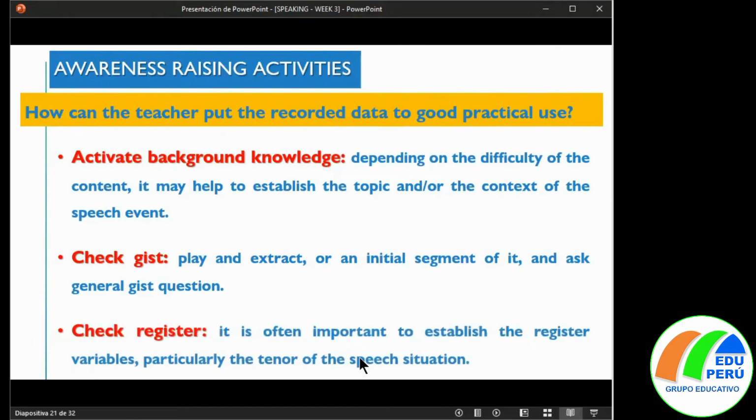Another one, check register. Remember, register is related to whether the conversation is formal or informal, the tenor, no? So it is often important to establish the register variables, particularly the tenor of the speech situation, no? If it is formal, if it is informal, no? What expressions you could use in a formal situation or an informal situation. So it's very important to check that, no? Check the register.